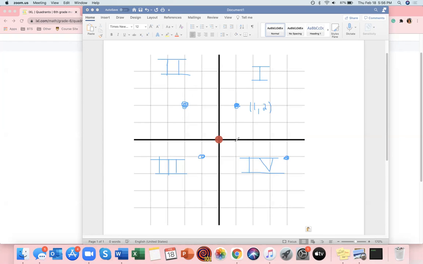Then the second quadrant, the x-axis is negative, but the y-axis is still positive. So you would write this as negative 2, 2.